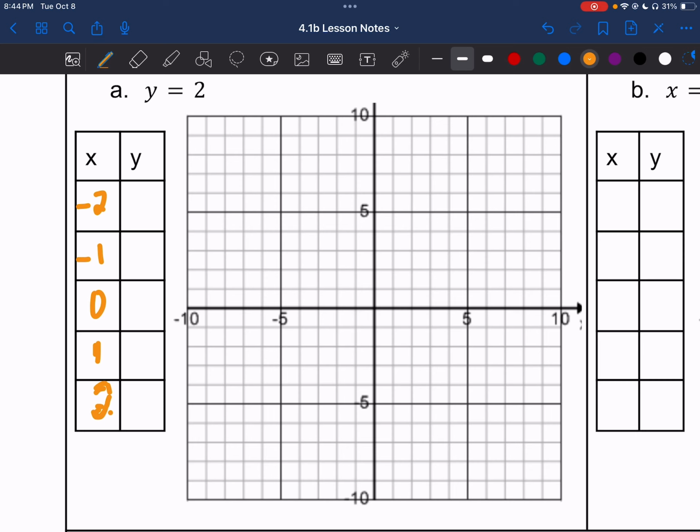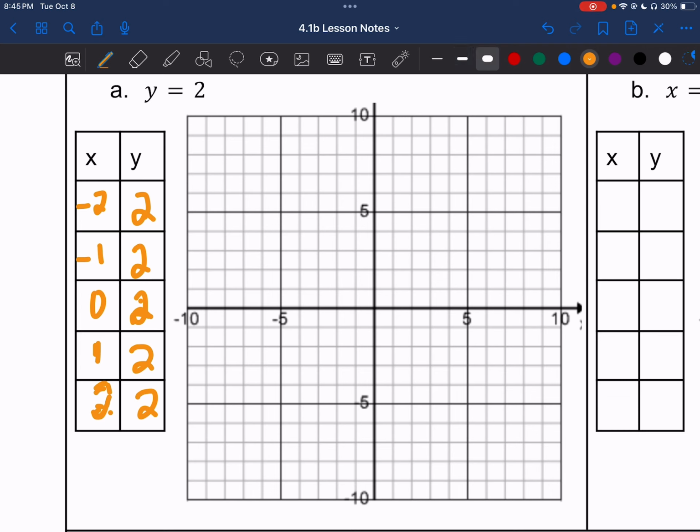So in this case, we have -2 substituted for x is going to give us a y value of 2. And if I substitute -1 in for x, I'm going to get a y value of 2. Substituting in 0, I'm going to get a y value of 2. Substitute in 1, and my y value is going to be equal to 2. We're going to substitute in 2, and we're going to get out 2.